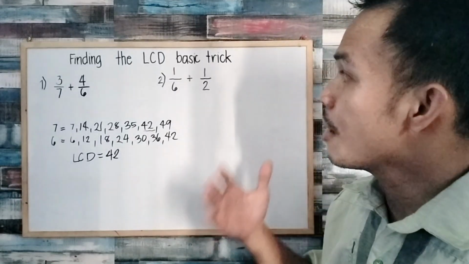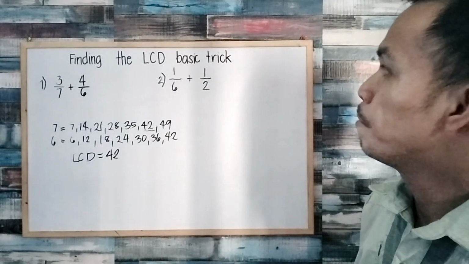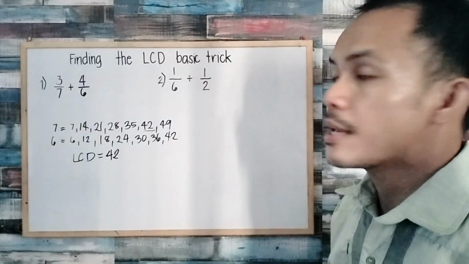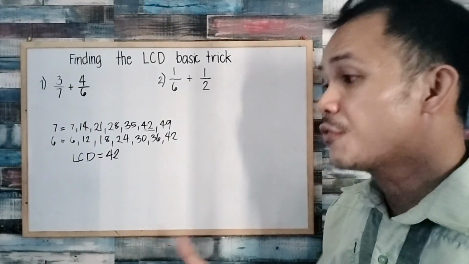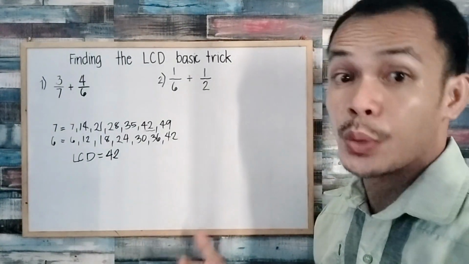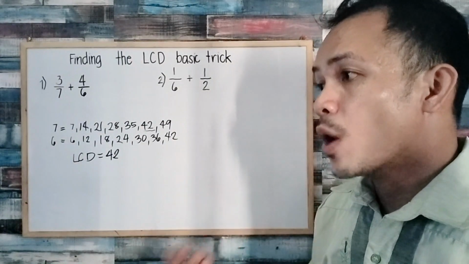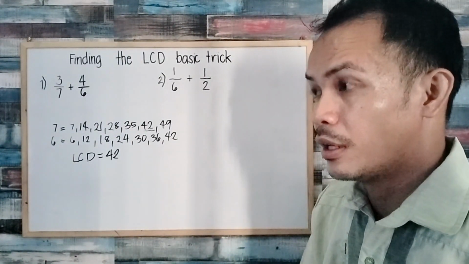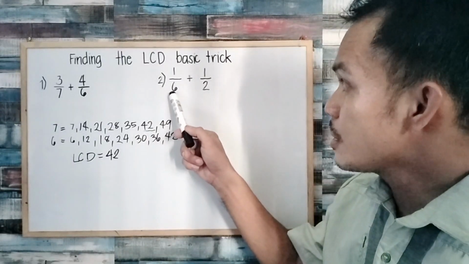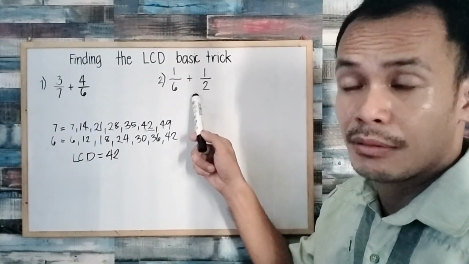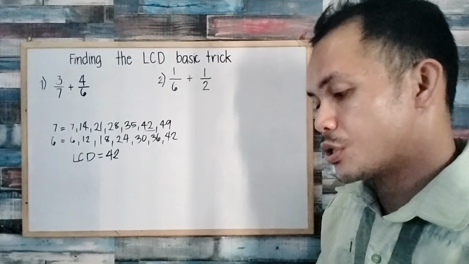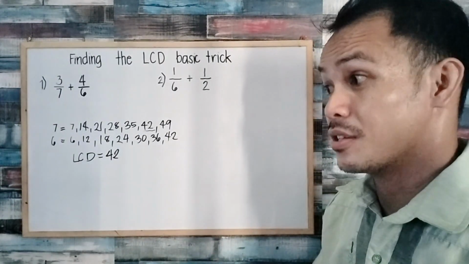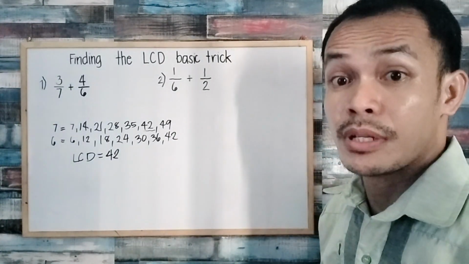All right, so let's have number 2 here. 1/6 plus 1/2. Aside from the first condition, there's another one: if one of the denominators is a multiple of the other. As you can see here, 6 is a multiple of 2, right? Because the multiples of 2 are 2, 4, 6, 8, and so on. And 6 is a multiple of 2.